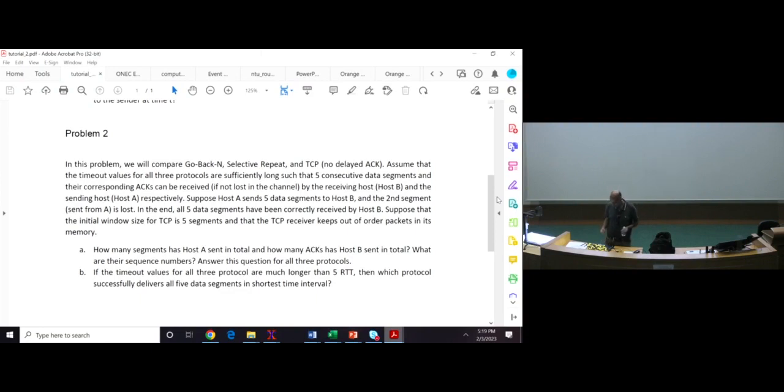Then part A says how many segments has host A sent in total, and how many ACKs has host B sent in total, and what are their sequence numbers. Answer this for all the 3 protocols. Okay, so we'll see how many ACKs, how many packets, and their exact sequence numbers. And part B says if the timeout value is much longer than RTT, 5 RTT, then which protocol successfully delivers all 5 segments in the shortest time interval?